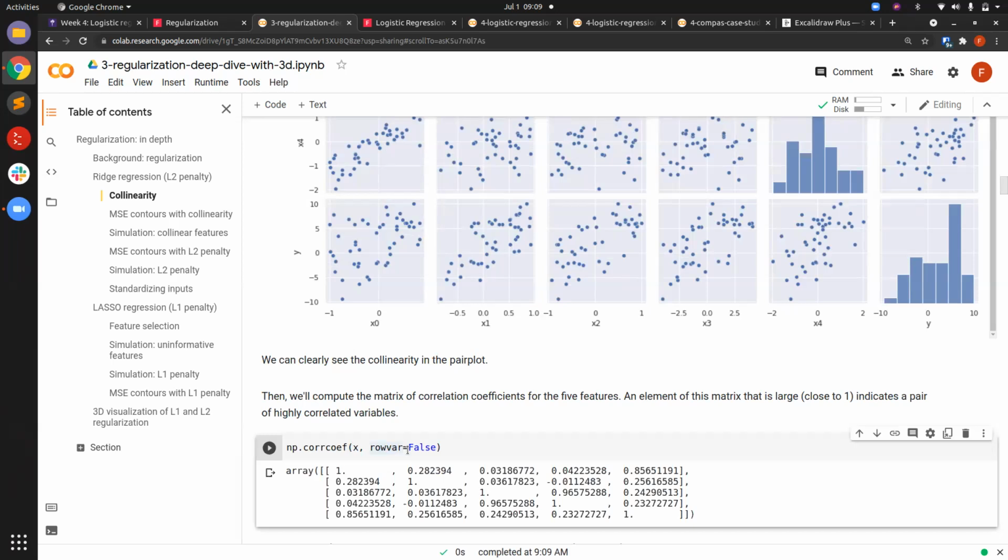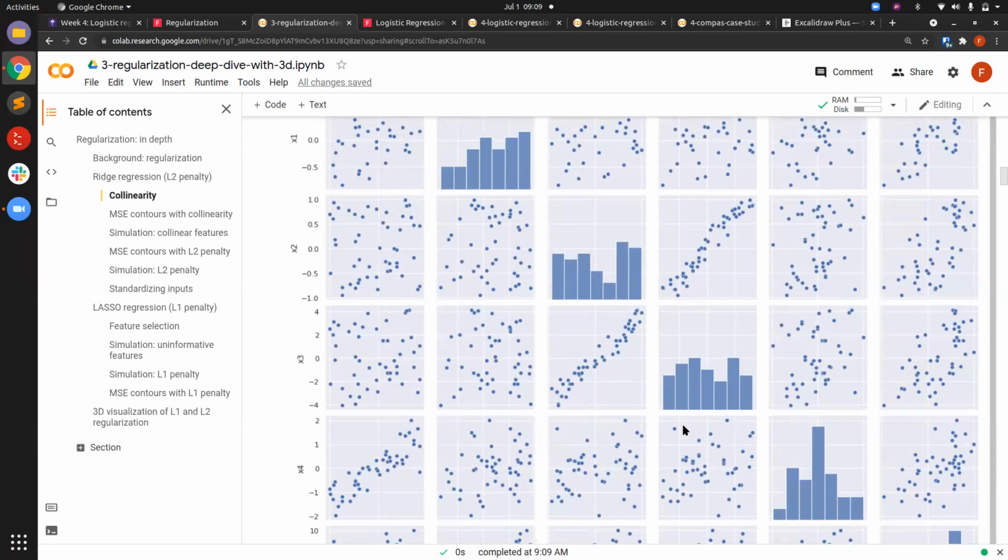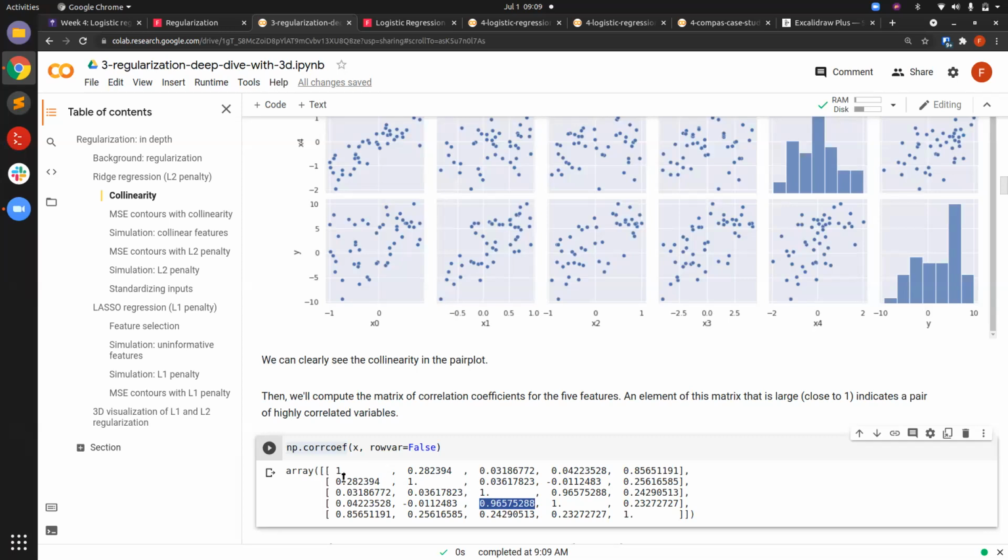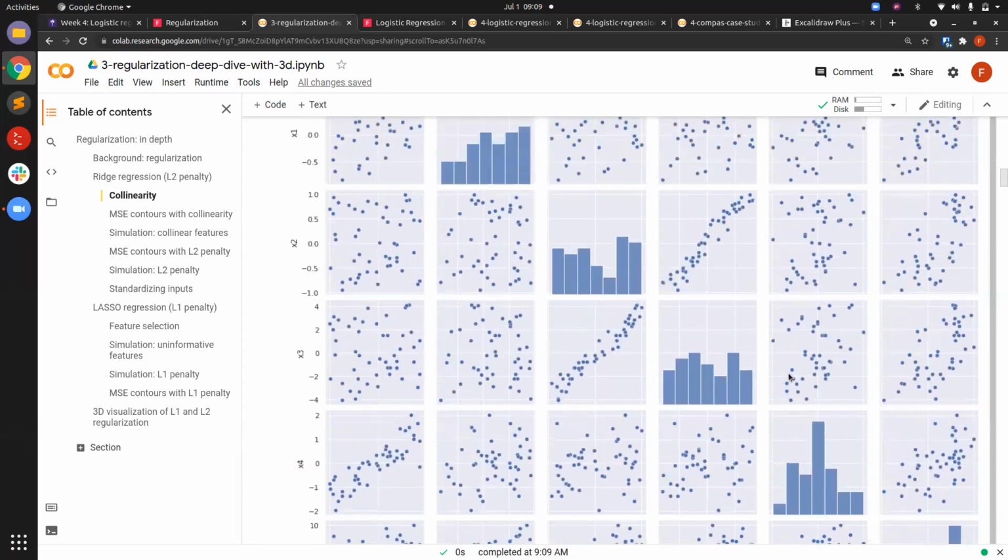And in this example, we can also see the collinearity by looking at the matrix of bivariate correlation coefficients. So you can compute the correlation coefficients for each variable against each other variable. Now, obviously, in the diagonal, you have all ones because every variable is perfectly correlated with itself. But in the other entries, you can see, for example, a high value for x2 and x4, which are highly correlated. And also for the last and the first variable.